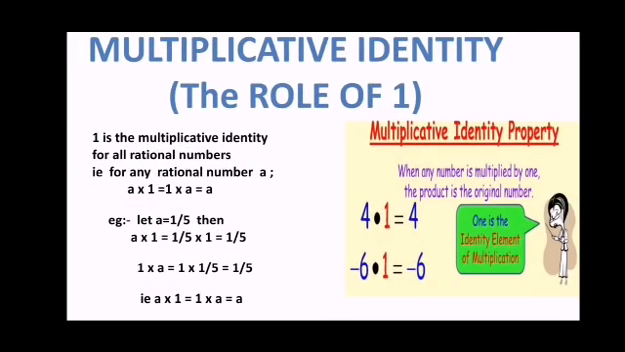The same is shown in the picture, which says when any number is multiplied by 1, the product is the original number. Here, when 4 is multiplied with 1, we get 4. Minus 6 when multiplied by 1, we get minus 6. So what is 1 over here? 1 is the multiplicative identity for the given rational number.